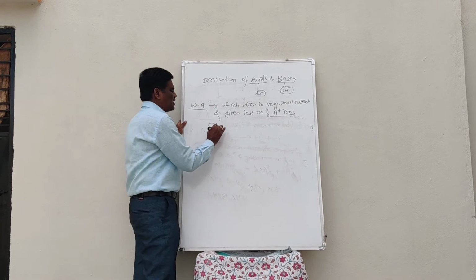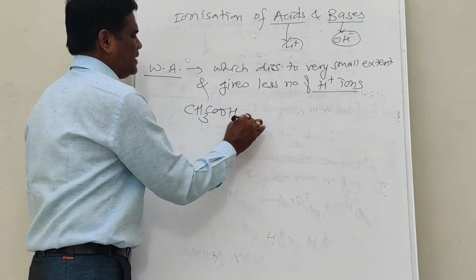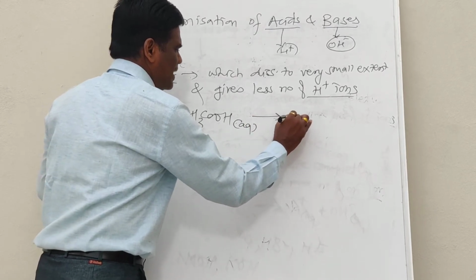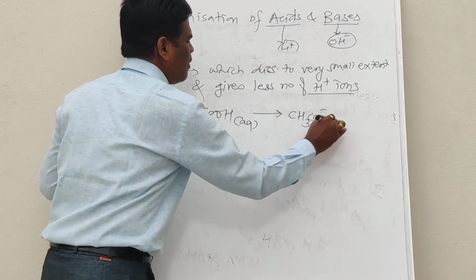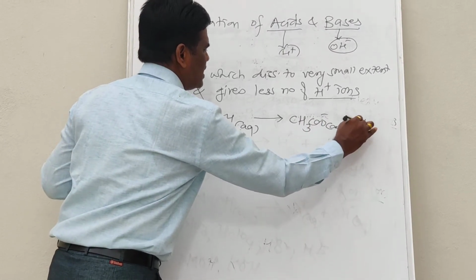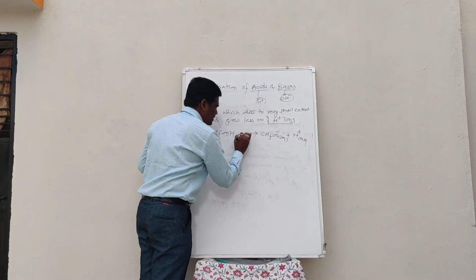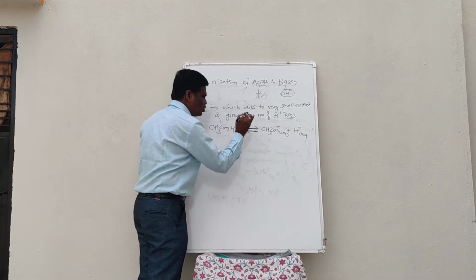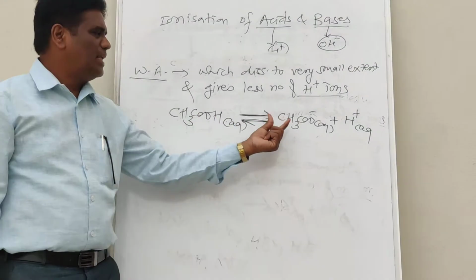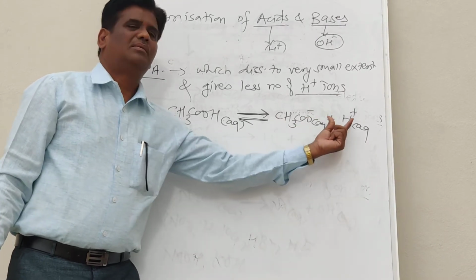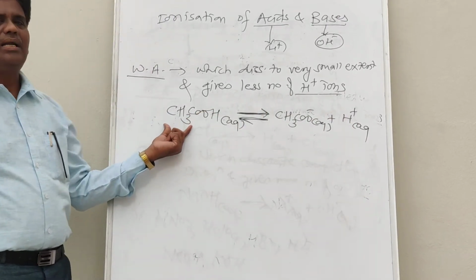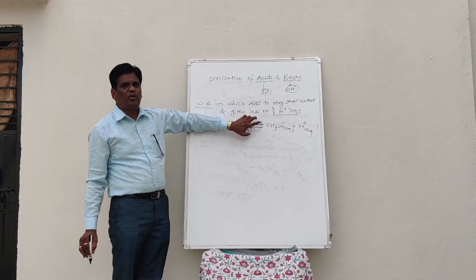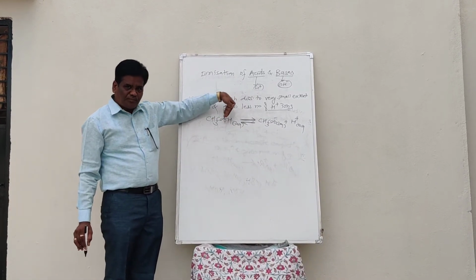Suppose for example, there are so many examples. Acetic acid is a weak acid. In their solution, means in aqueous media, it will dissociate as CH3COO minus aqueous plus H plus aqueous. But this dissociation is shown by a double arrow. Why is it shown by a double arrow? Because this solution contains partially acetate ions, partially H plus ions, as well as undissociated CH3COOH molecules, and therefore its dissociation is shown by two arrows: reactant to product, product to reactant.